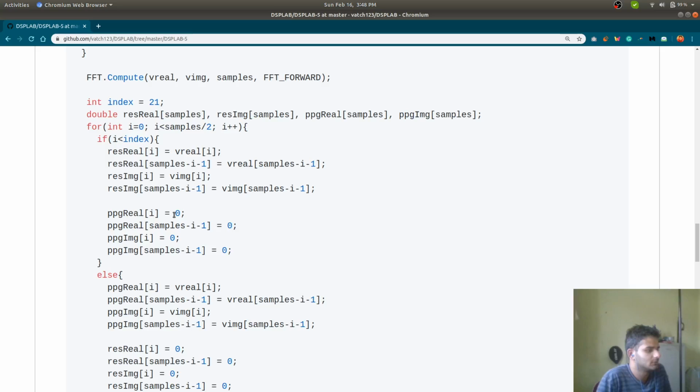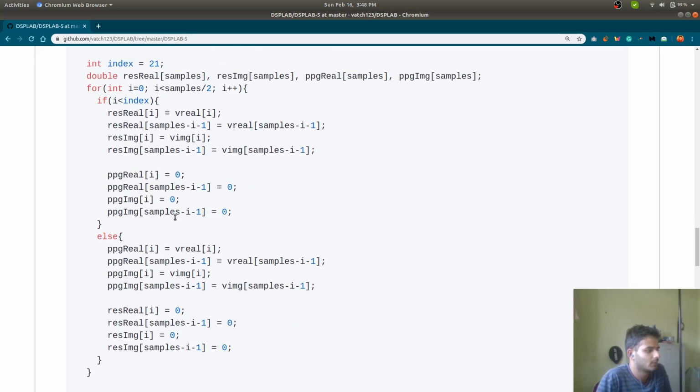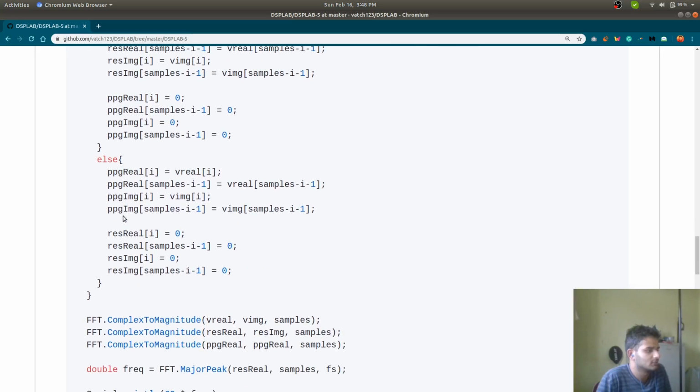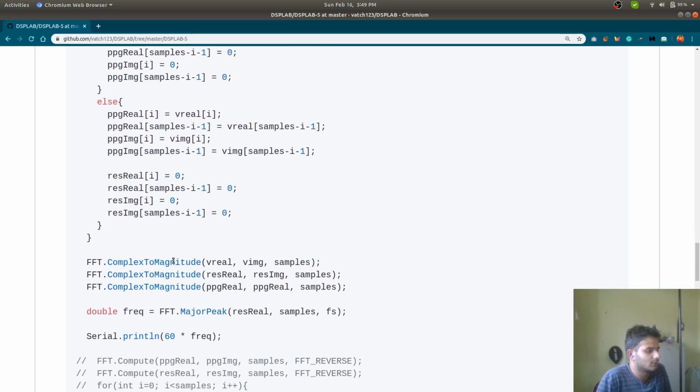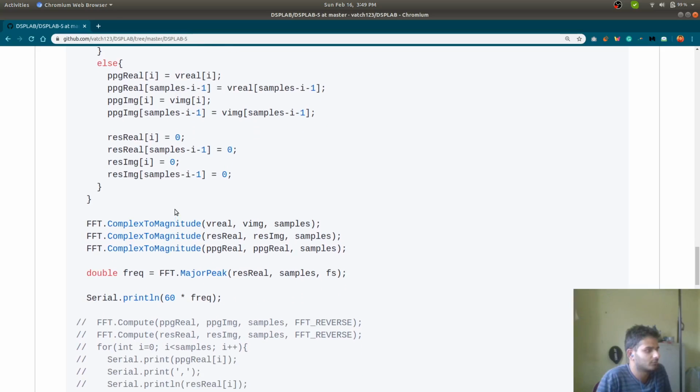Similarly for PPG, this entire region will be 0. And for other indices, from index 21 to 1024 minus 21, we are taking the PPG real value as V real, and the PPG imaginary as V imaginary. The real part of the respiratory signal is 0 in the middle, and so is the imaginary part of the respiratory signal. Now we'll convert this complex values spectrum to a magnitude.